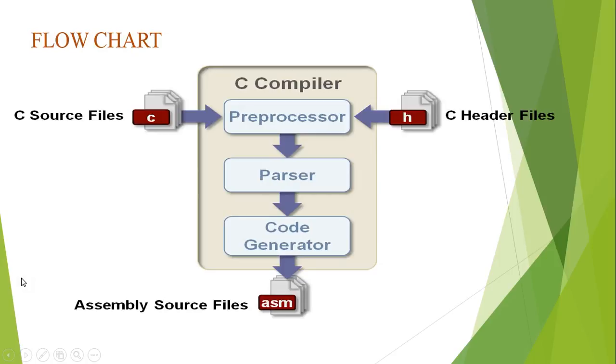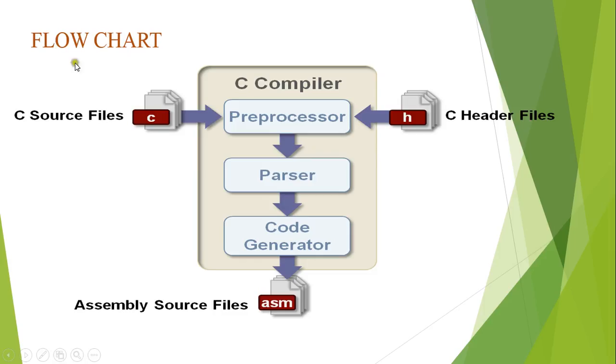So this is the overall view, that is the flow chart for this mini compiler. It shows that the C source file is the input file which we give to the C compiler, which first gets pre-processed with the header files. Then it goes to the parser, and then it goes to the code generator where the final outcome is generated, and then we get the final ASM files, that is the assembly source files. So that is the whole mini compiler process, how it works and how the information flows from one stage to another.